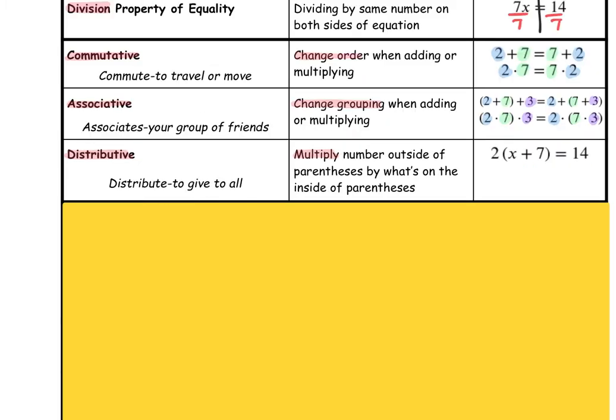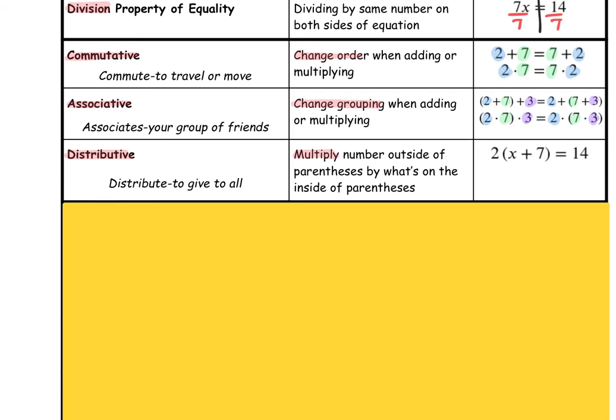The next three algebraic properties are the commutative property, and you can use the word commute to help you remember. The commutative property is when you change the order. When you're commuting back and forth to school, you're traveling or moving from place to place. So if you look at the examples, you can notice that we're changing the way in which we're adding 2 and 7. And then we're changing the way in which we're multiplying 2 and 7. So we're changing their order, and you would still get the same number if you did that.